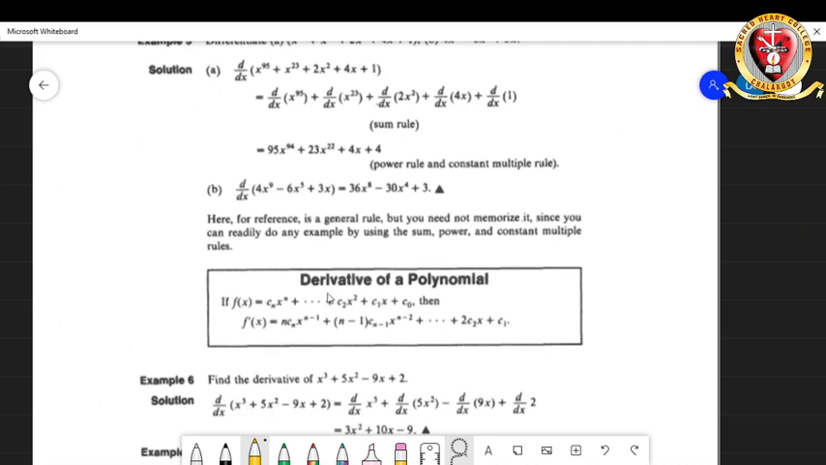So in general, if we have a derivative to be found out of a polynomial, suppose the polynomial is c n x raised to n plus etc plus c 2 x raised to 2 plus c 1 x plus c naught, then d by dx of f of x is equal to, generally, the definition of the derivative of the polynomial will be the one sitting here.